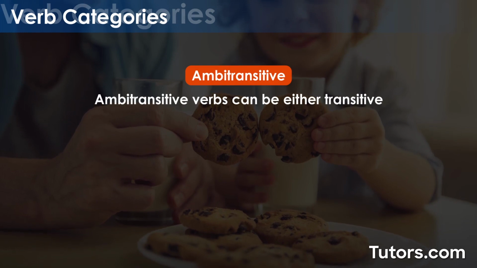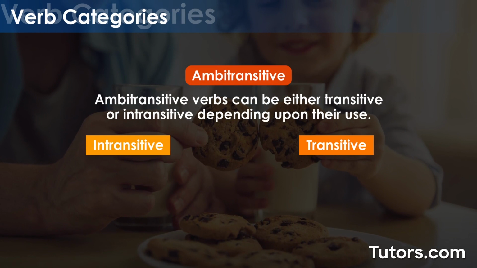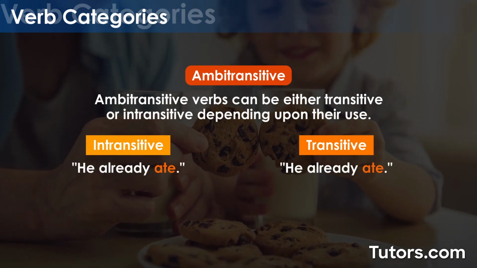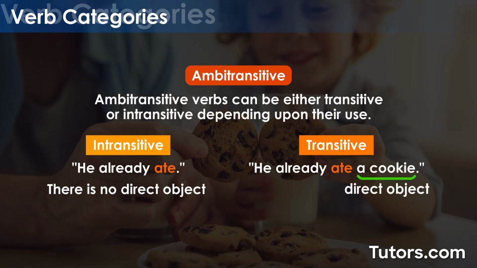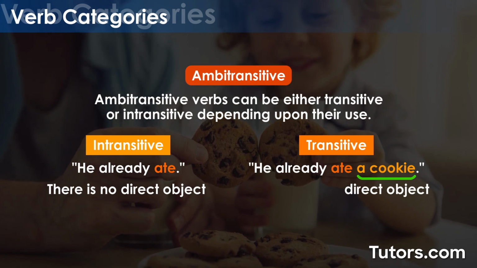Ambitransitive verbs can be either transitive or intransitive. For example, the sentence, "He already ate," uses the intransitive verb ate. There is no direct object, but if you add a direct object, a cookie, after the verb, the sentence still works.